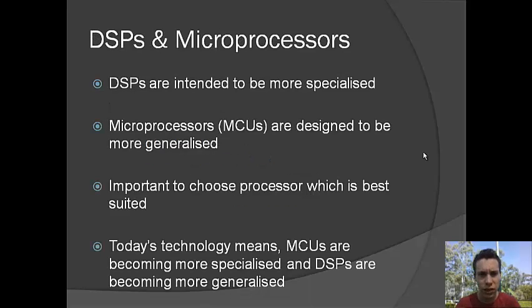DSPs are microprocessors. They are usually confused with one another. However, DSPs are intended to be more specialized, and microprocessors are designed to be more generalized. That's the main difference. So as you can gather, it is really important to choose which processor is best suited to which task. However, in today's technology, MCUs are becoming more specialized and DSPs are becoming more generalized, which is closing that gap.